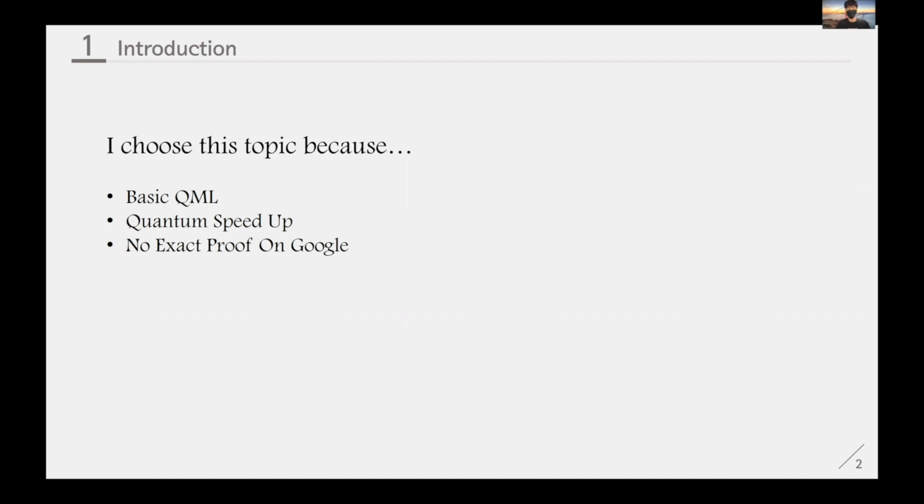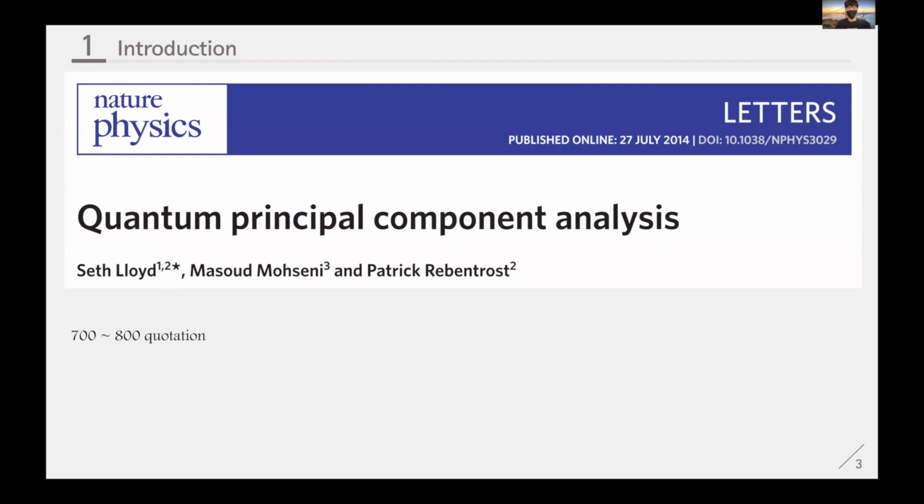And third, the exact proof of QPCA is not on Google. There are several formulas in this paper, but there are no exact proofs on the internet. So I thought it would be very good to introduce you to the exact proofs of the formulas in this paper. The paper that I'm going to introduce was published in Nature Physics, and it has about 700 to 800 citations.